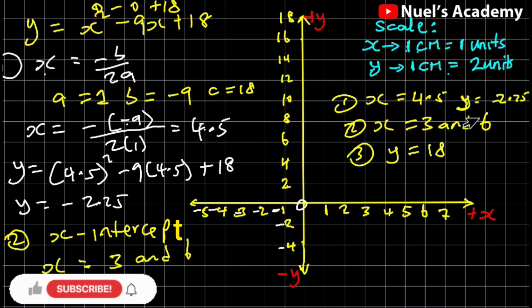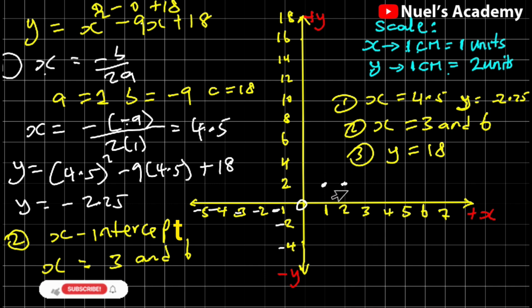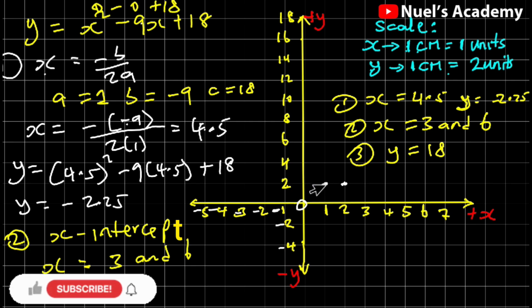So let's go ahead and locate these points on these Cartesian coordinates that I've drawn. Now the scale I used here for the x-axis, 1 cm is going to represent 1 unit. So I assumed each box here to be 1 cm, that is from this point to this point to be 1 cm. I also assumed that from this point to this point is 1 cm. Now we are going to be using 1 cm to represent 1 unit on the x-axis, and also 1 cm to represent 2 units on the y-axis.